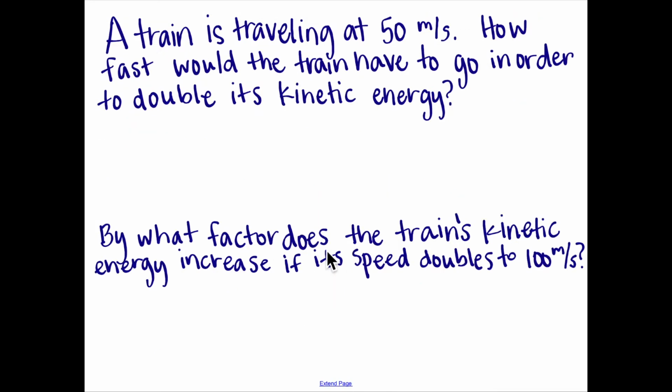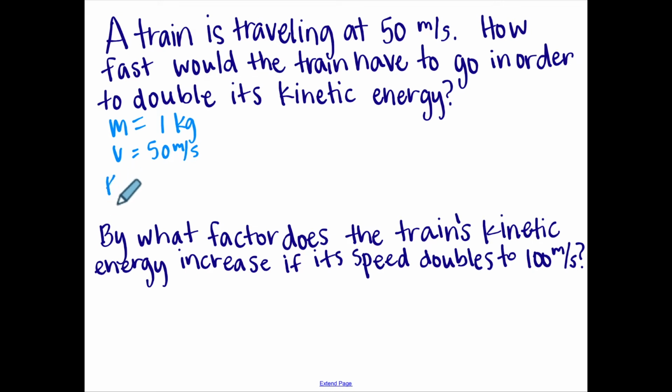Okay, in this one it says a train is traveling at 50 meters per second. How fast would the train have to go in order to double its kinetic energy? The problem is it doesn't give us a mass. So what we can do is we can assign a mass. And I recommend always assigning the easiest thing you can think of. In this case, I would just call the mass of the train 1 kilogram. We could say we're talking about a little toy train. And its velocity is going to be 50 meters per second.